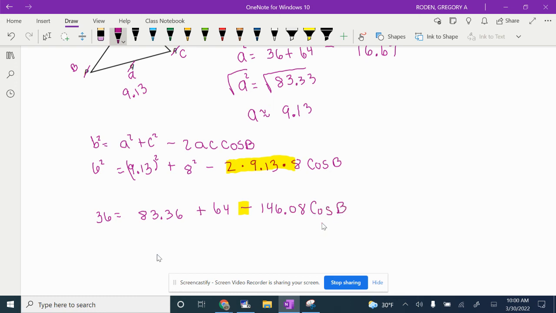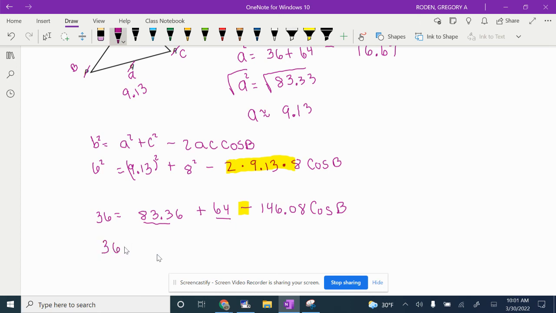Everything okay right now, guys? Now, the next step we're going to do is add these two numbers together right here. Just doing some algebra here. Notice, guys, you cannot add this and this. These are not like terms. These two are like terms, but this one has a cosine of B on it, so it's not a like term. I've made that mistake before. It's not pretty. What's 83.36 plus 64? 147.36.